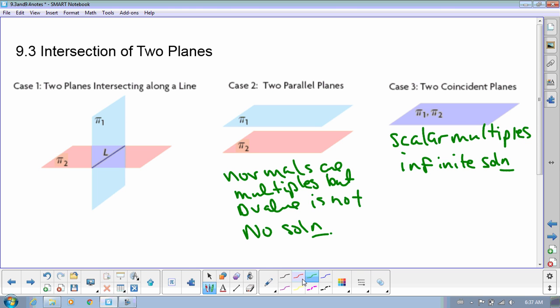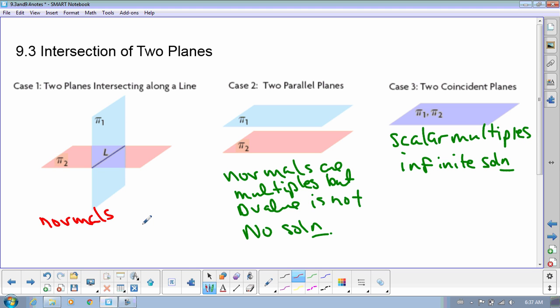And the one that requires the most work is if the normals are not multiples. So there's an intersection that occurs. Now, in this diagram, it looks like they're perpendicular. They can be perpendicular, but they do not need to be perpendicular. So as long as they're crossing each other, we're always going to end up with a line of intersection with 2 planes. That's the only possibility. We can't get a point. We can only get a line.